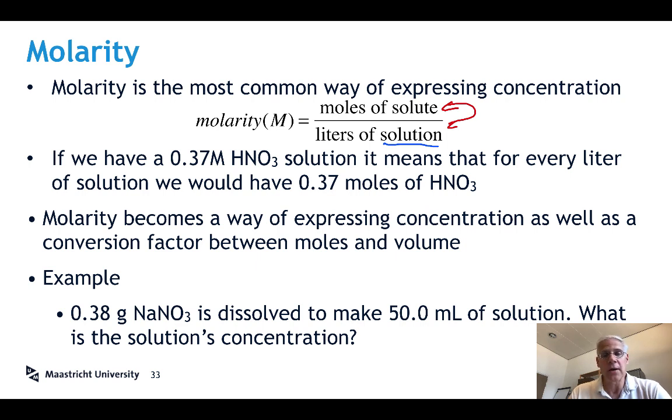Well, I don't have the units that I need for molarity, but we do know how to get that. We're given grams of sodium nitrate. We can convert that into moles of our solute. We have 50 milliliters of solution. Notice that our molarity needs liters of solution, so we just need to convert that to liters. And I'll put here we need to convert that into moles. And so once we've got the moles of our solute and the liters of our solution, we can divide those properly and find the molarity.